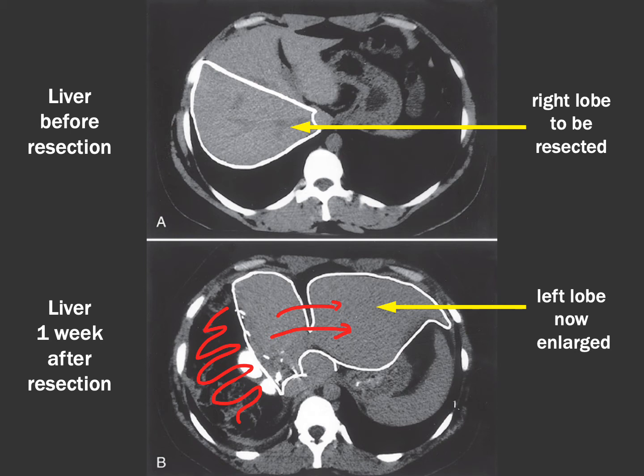And if you were to look at the mass of the liver now and compare it to the mass of the liver before the resection, they'd probably be pretty much the same. So the left lobe is enlarged to provide the same amount of functional tissue that the person had before. It's kind of hard to believe. And what's even more remarkable is this timeline, 1 week after resection, and the liver has grown back.